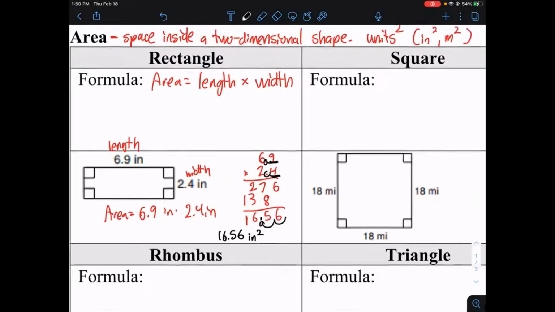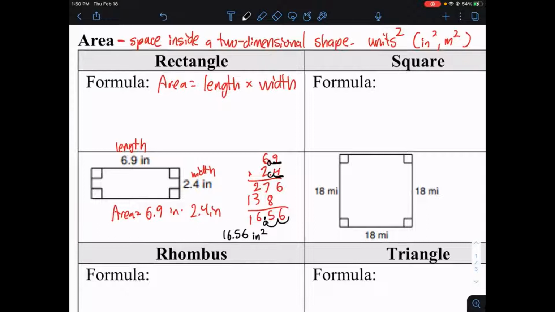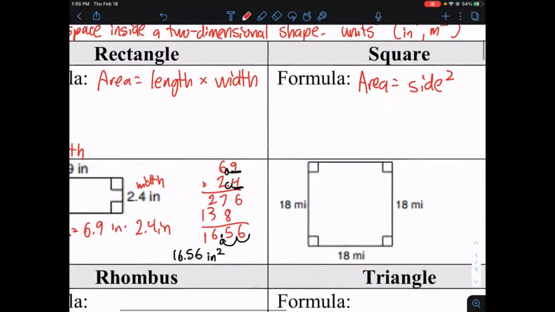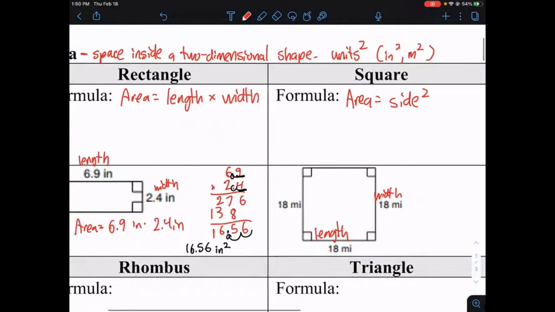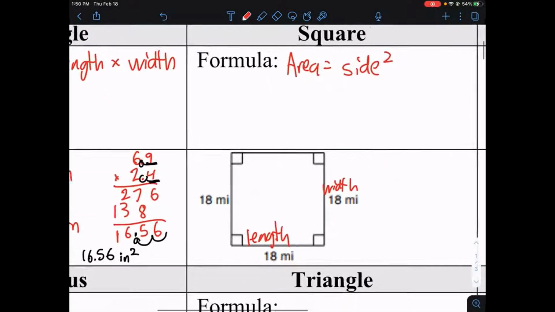Okay, next up, the square. So another shape we looked at last unit. For the square, our area formula is side squared. It's really the same formula as the rectangle, right? If you call this the length and you call this the width. However, the length and the width will be the same number because it's a square, right? Square, all four sides are congruent. So that's why we usually abbreviate the formula for a square into just side squared.